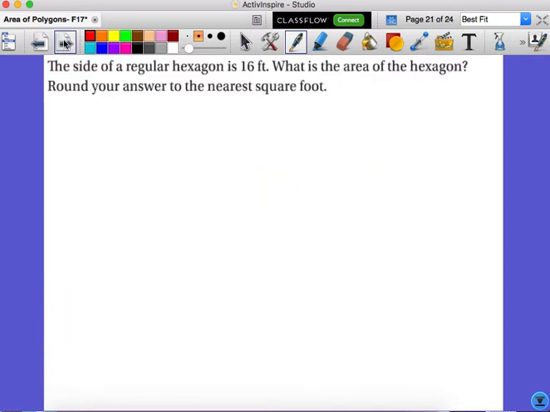So I would recommend that you try this one on your own. It's going to be another hexagon. This time they tell us you can round to the nearest square foot. Go ahead and try to find the area and come back to check.